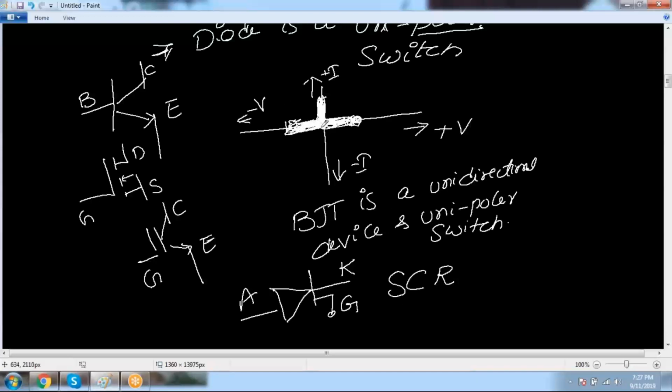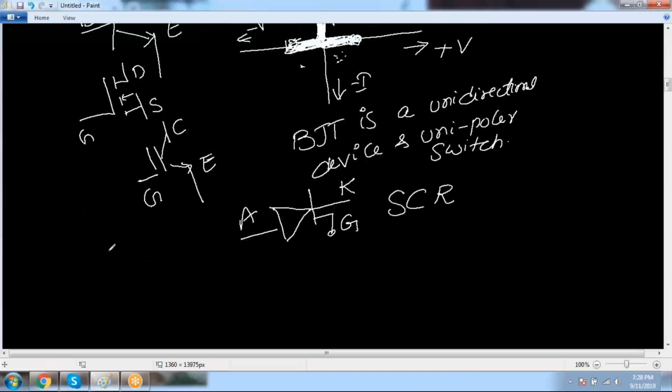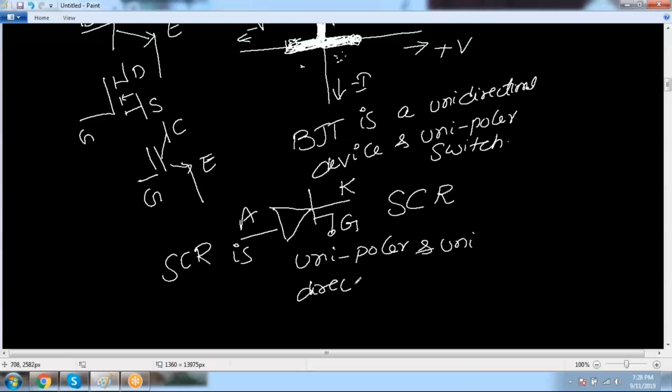Okay. If I'm discussing the characteristics like this, you tell me what is this one? How many voltages is it blocking? Two voltages. How many directions of current are there? One direction. So what can I call it? SCR. SCR is a unipolar and unidirectional switch. It is a unipolar and unidirectional switch.